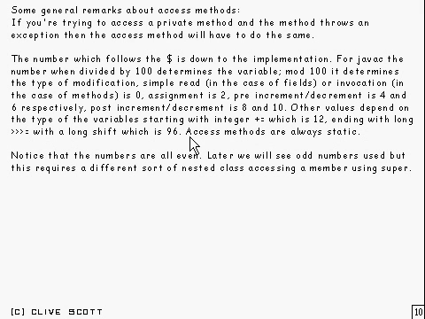Access methods are always static. And you'll notice that the numbers, they're all even. And later you'll see odd numbers used, but that's for a different sort of nested class. Now, you might wonder why it's got so many methods, why you can't just use a simple read and a simple write, simple assignment, as it were, for all these fields.